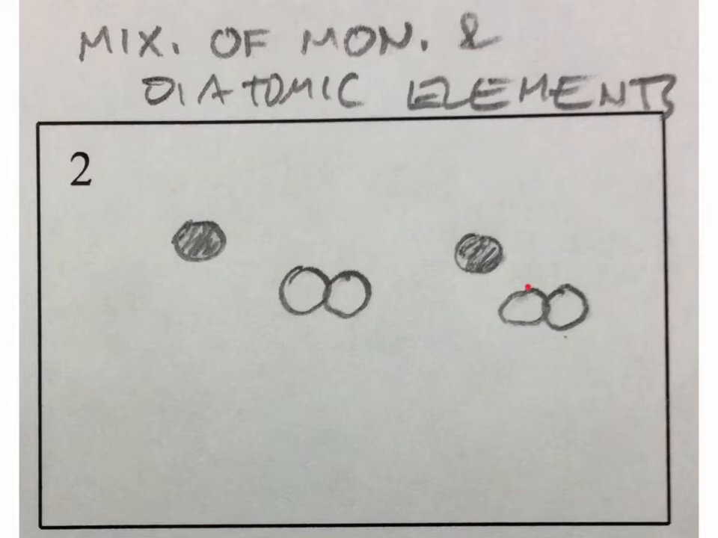So you get 2 atoms in the molecule, and since it says it's an element, that means this is not a compound. This is a diatomic element because whatever that white element is, you've got 2 of them. It's not a diatomic compound because you've only got one element. Okay, so it's a mixture of a monatomic element and a diatomic element.